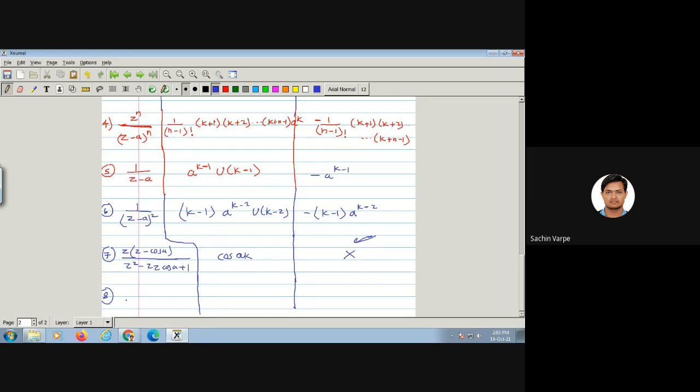Even the inverse z transform of the function z sine a upon z square minus 2z cos a plus 1 will be sine of ak in the positive region only, k greater than or equal to 0. That will not exist for k negative, and mod z less than mod a. So these are some basic important formulas for the inverse Z transform we can directly apply.